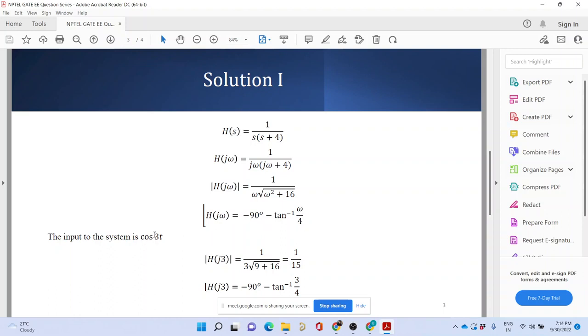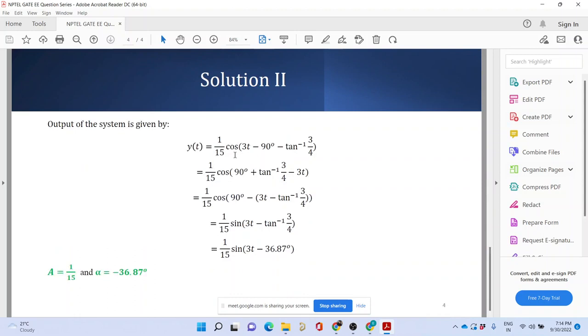We are interested only when omega is equal to 3 radian per second. Replacing omega with 3, mod of H(3) is 1 divided by 3 root over of 9 plus 16, so that gives 1 by 15. Now let us look at the angle. It is minus 90 minus tan inverse of 3 by 4. So what we have is cos of 3t minus 90 minus tan inverse of 3 by 4.